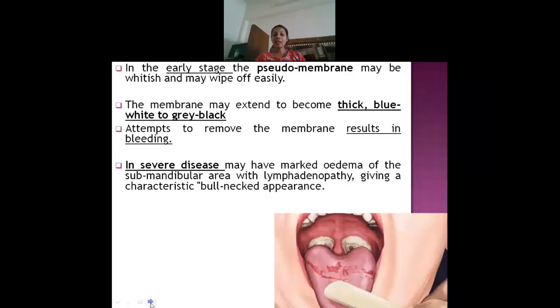Other than that, if the case is progressing because of the severity, the patient can have enlarged lymph nodes, especially, as I told, in the neck region and in the ear region behind the ears. Because of that, it will give a bull neck appearance. The entire neck may look swollen because of the enlarged lymph nodes, so that will give a bull neck appearance to the patient.